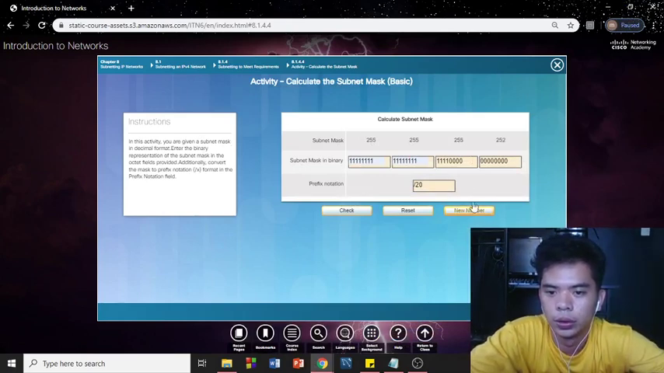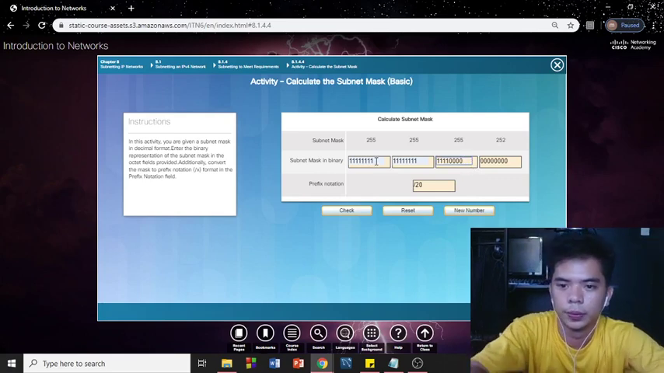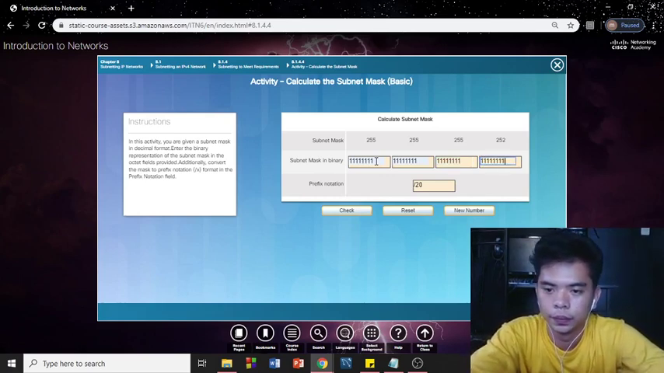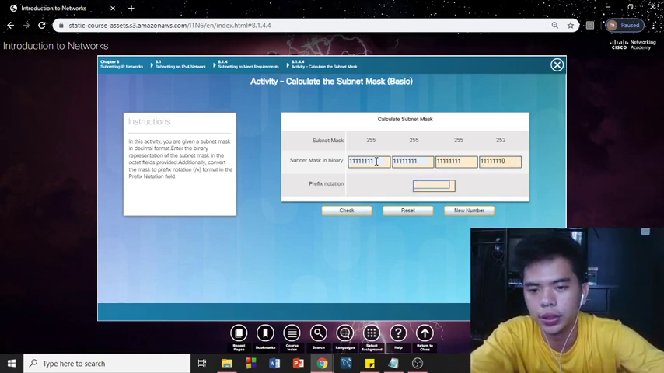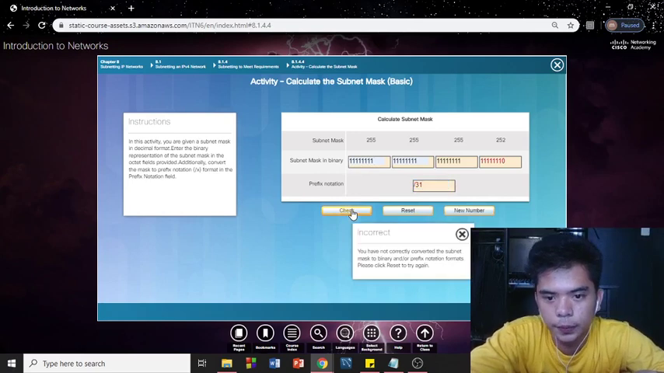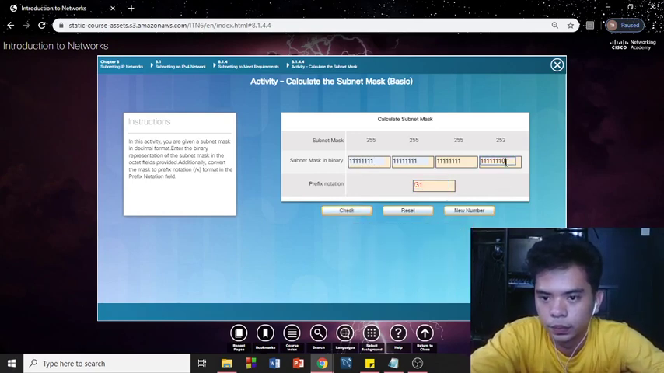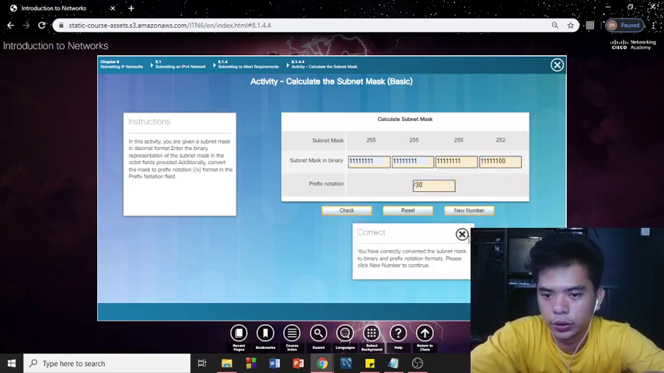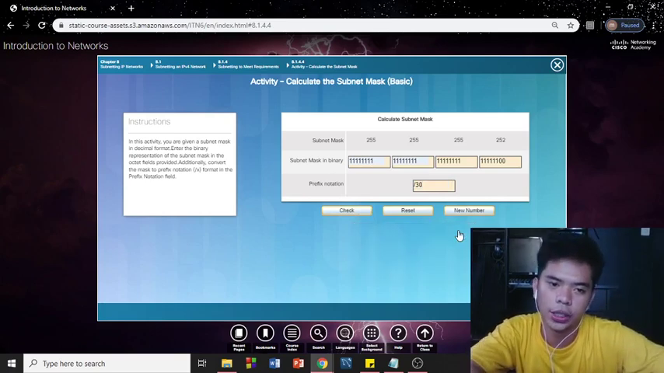224, 252. 252 is 8 plus 8, 16 plus 16, 32. Is dash 31. No, 30. Correct. So now we're going to proceed to the another activity.